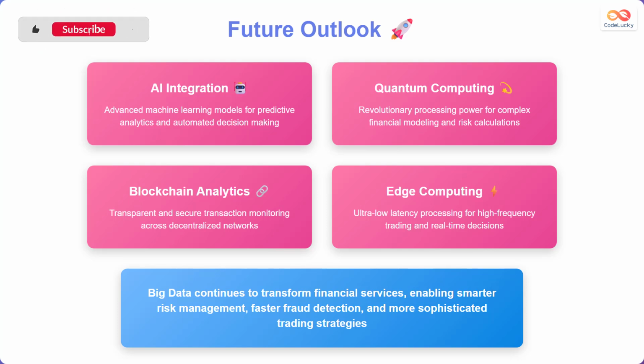Finally, let's look ahead at the future trends. We can expect increased artificial intelligence integration with advanced machine learning models for predictive analytics and automated decision-making. Quantum computing will bring revolutionary processing power for complex financial modeling and risk calculations. Blockchain analytics will provide transparent and secure transaction monitoring, and edge computing will enable ultra-low latency processing for high-frequency trading and real-time decisions. In conclusion, big data will continue to transform financial services, enabling smarter risk management, faster fraud detection, and more sophisticated trading strategies.